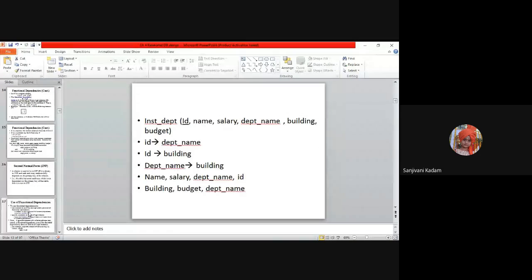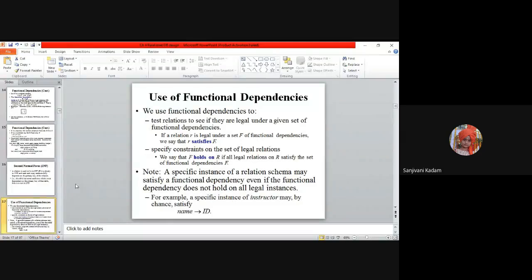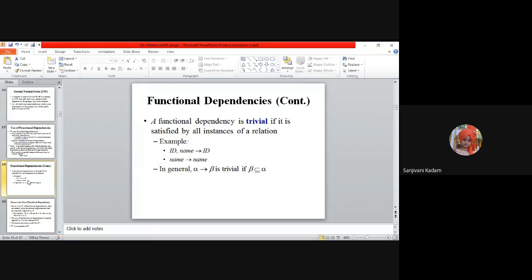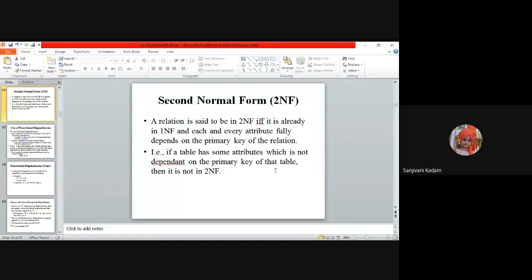So now let us move to the next use of functional dependency. Whatever this dependency is, it is also called a partial key dependency. If a table has some attributes which are not dependent on the primary key of that relation, then it is not in second normal form. So here we are talking about second normal form: no partial key dependency.